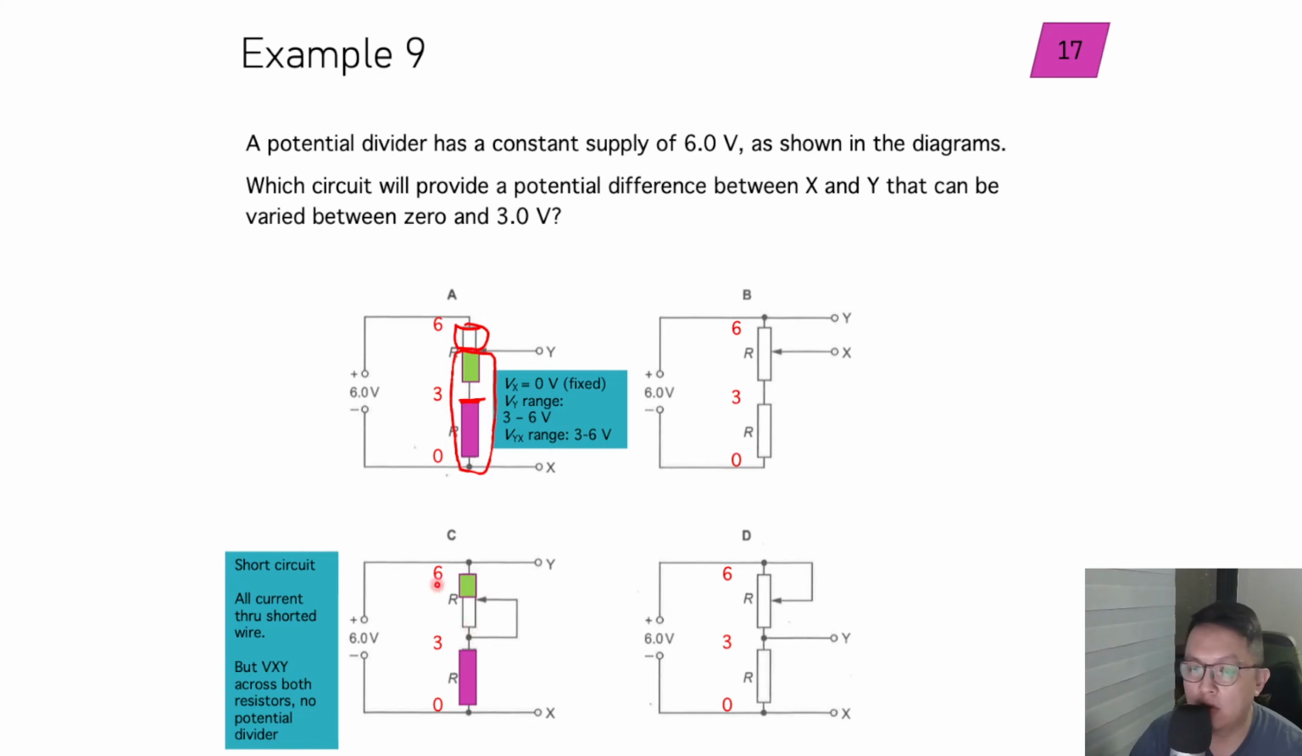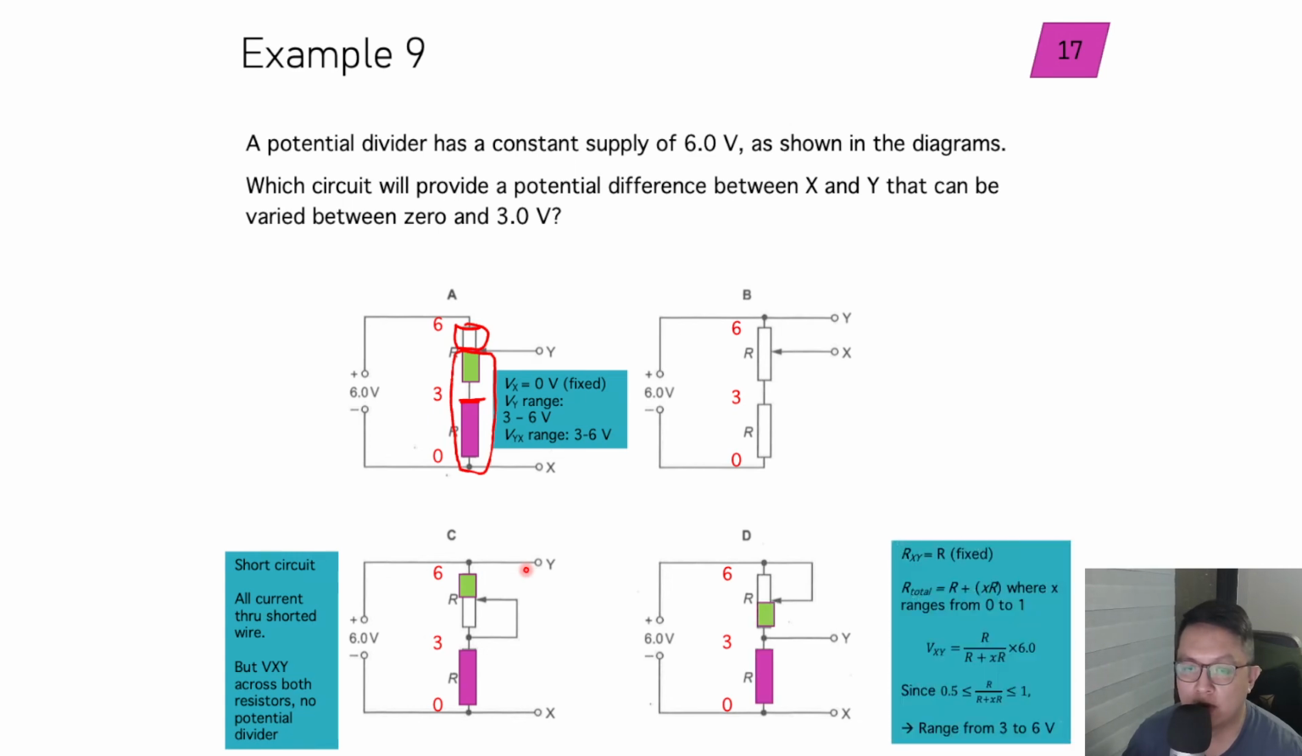But again, no matter what your value of resistance is between this stretch, you are still tapping across the 6 volt and the 0 volt point. So your PD across XY here will always be equal to 6 volts. There's no change in the value. Okay, let's look at option D, which is also wrong.